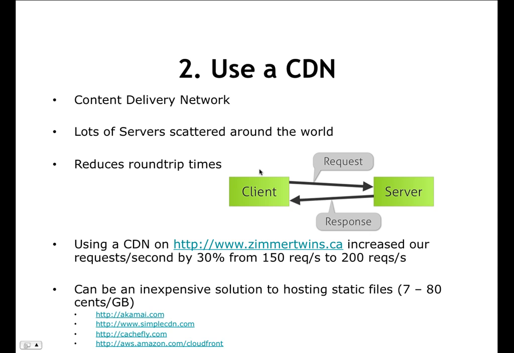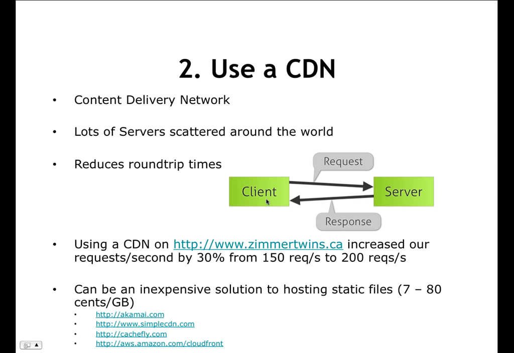The second option that you have is to use a content delivery network. The idea behind those is that there are lots of servers scattered around the world. So if I'm in LA, there'll be a server fairly close to me, maybe in LA or somewhere close by. Or if I'm in Toronto, there might be a server in Hamilton or in Ottawa. This reduces the round-trip times, so the client actually gets the content faster.